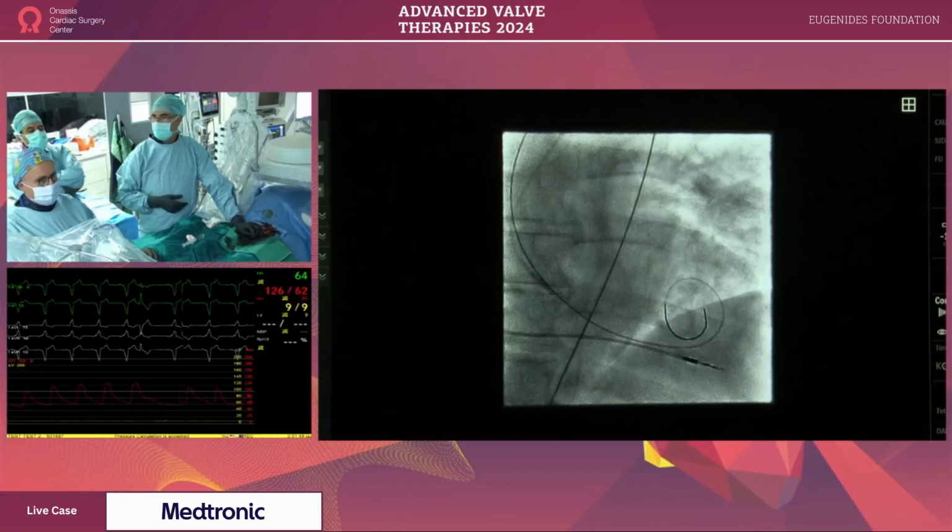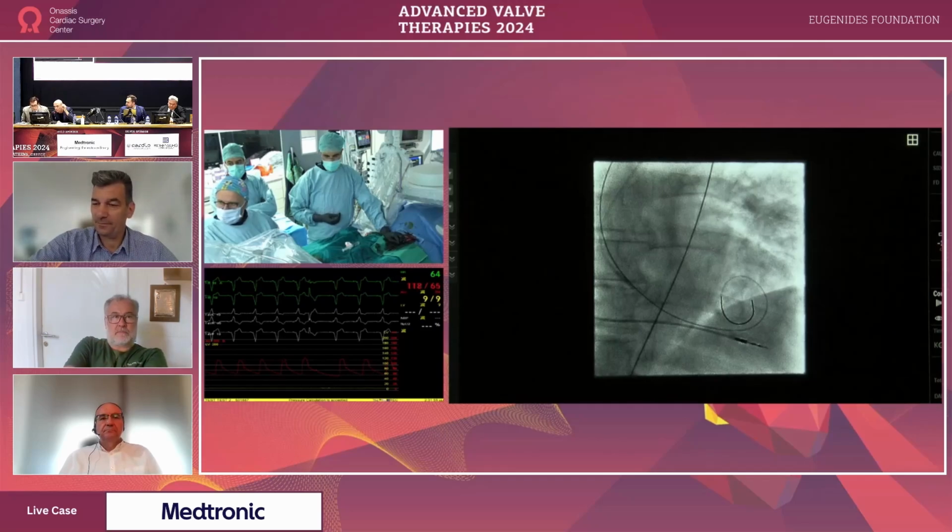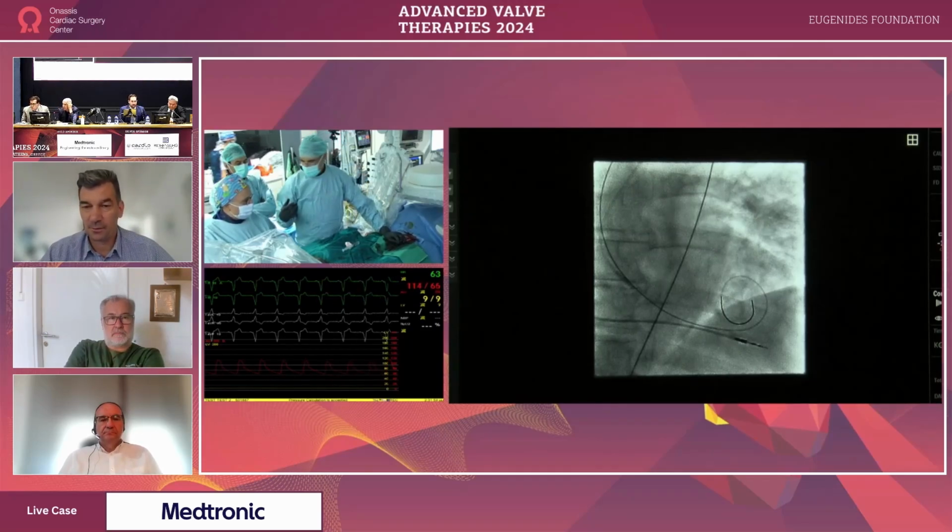ischemic events or anything. I think that if the case is straightforward and you think that you are going to implant and go home, you can skip it. But if it's going longer, then you add one.